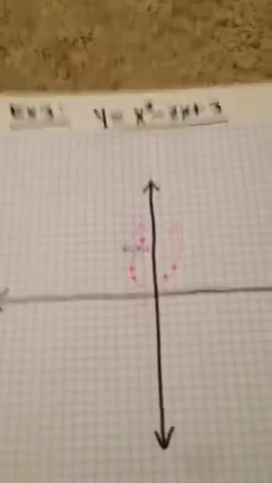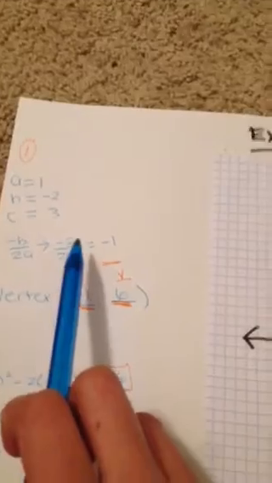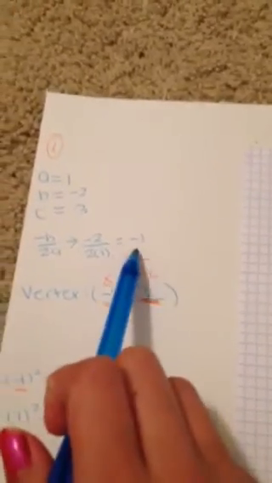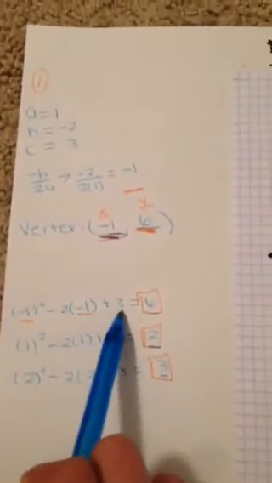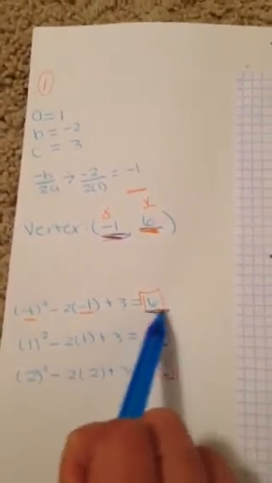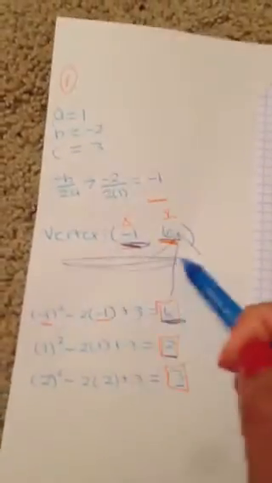Example number 3, our very last example here. Y equals x squared minus 2x plus 3. Again, step 1, label your a, b, and c values. Step 2, find your AOS. I got negative 1, that is our x part of the vertex. Plug it into the equation, the very top one, and I ended up with 6, so that becomes the y part of our vertex.